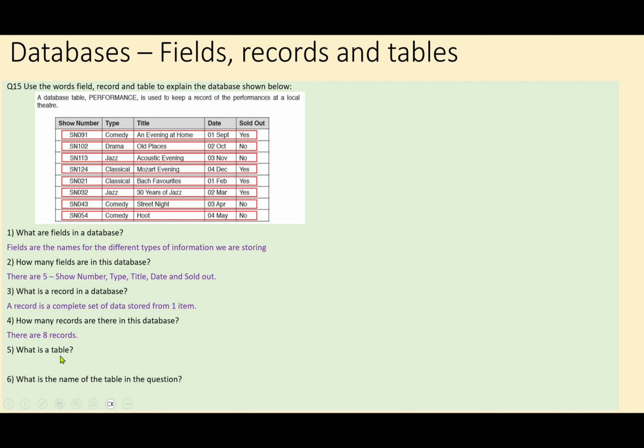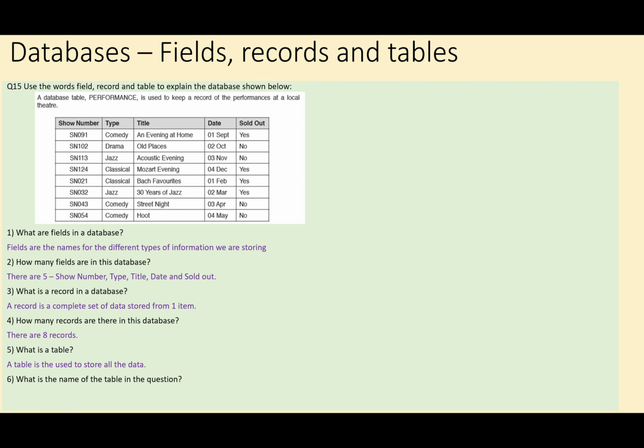So what is a table? A table is used to store all of the data, including the names of the fields that go at the top. That's all included in the table. So the table is sort of the whole thing. And then what is the name of the table in the question? If we read the question, we can see that the table is called performance, and there it is at the top there. So hopefully this has been helpful.